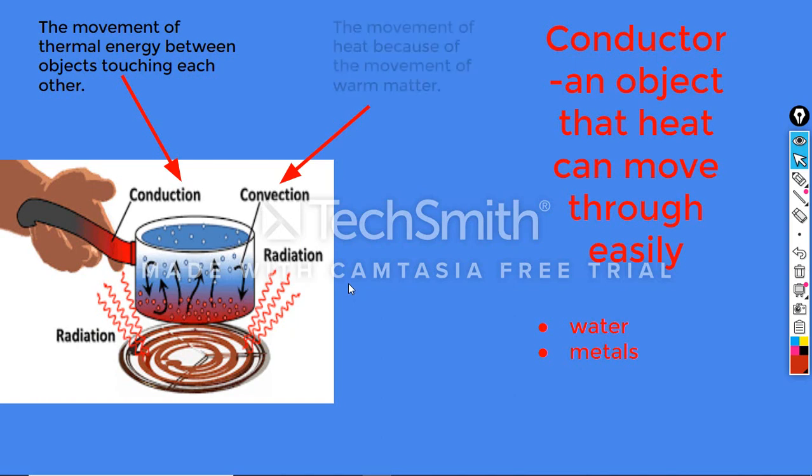Now, convection is the movement of heat because of the movement of warm matter. And this is an example here when you put cool water and you start heating it up.